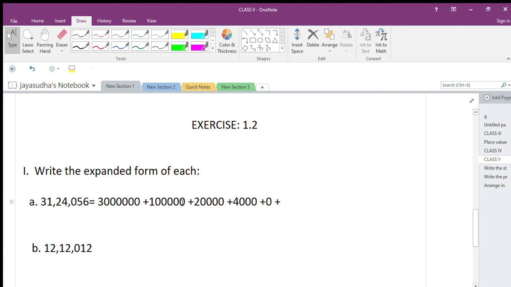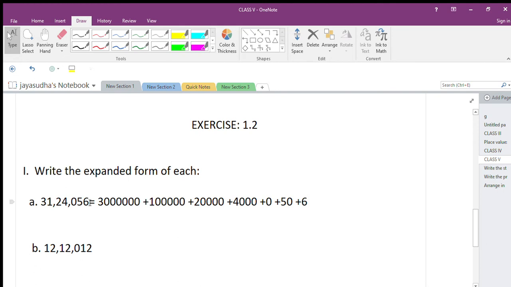Then what about the next place? 5. So you have to write 5. After 5, how many digits? Only one digit, so only one 0. That is 50. Then plus what is the last 5? After 5, what digit? 6.